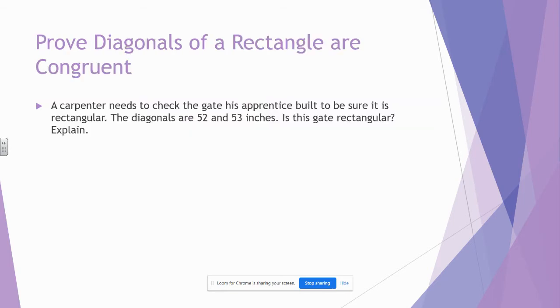So let's see what this looks like if we put this into practice a little bit. A carpenter needs to check the gate his apprentice built to be sure it is a rectangle. The diagonals are 52 and 53 inches. Is the gate rectangular? Explain. No, it is not. We are just told in theorem 6.18 that if we have a rectangle, the diagonals are congruent. Obviously, 52 is not equal to 53, so this contradicts 6.18. So obviously his apprentice is not ready to be building gates yet.